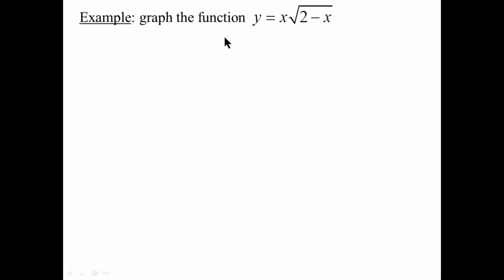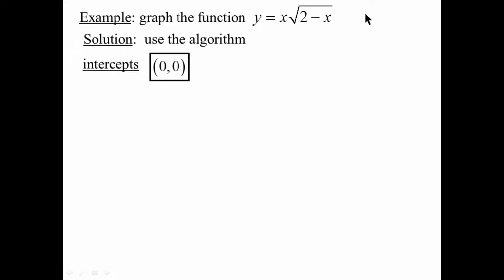Let's do this again. Graph the function. Solution, use the algorithm. Intercepts. Well, let x be 0. That means y is 0. So there's an intercept at 0, 0, that's for sure. And where else is there a 0? Well, if x was 2, we'd have square root 2 minus 2, and that would be a 0 factor here. So x can be 2. There's our intercepts. Now remember, there can only be one y-intercept, and here it is. It's the origin. Y-intercepts are any place where x equals 0, and that can only happen once in a function.